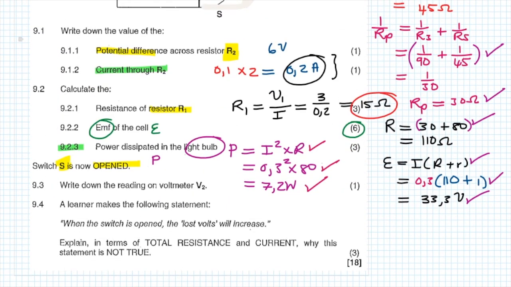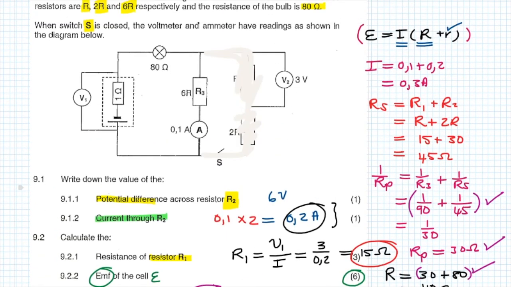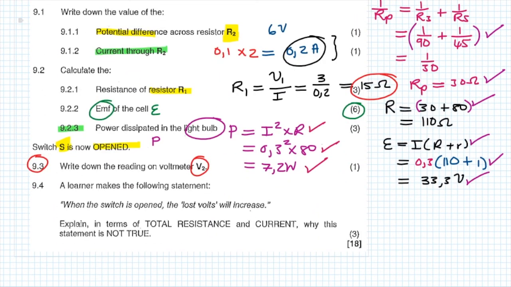So the question now says 9.3, write down the reading on voltmeter 2. Voltmeter 2 is this voltmeter over here. There is no longer any current flowing through this part of the circuit, and therefore this reading is going to drop to 0 volts. So the answer to question 9.3 is simply V2 is equal to 0 volts, and please remember to supply this answer with the correct SI unit.